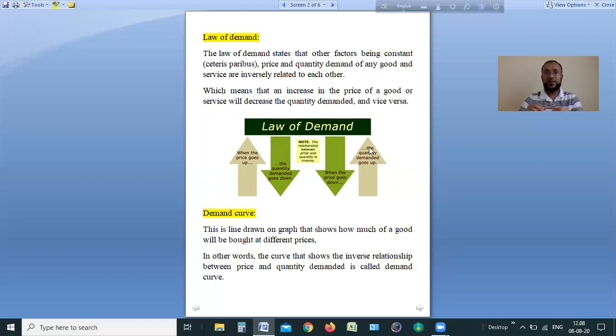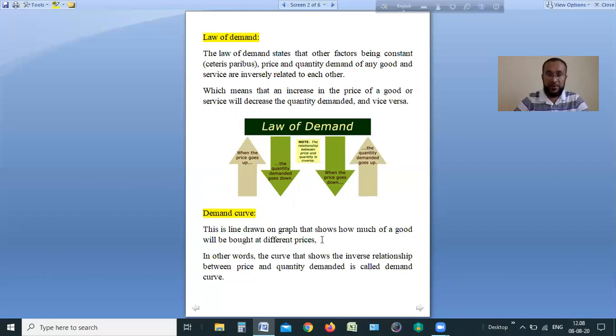Okay, so this is called the law of demand. Let's summarize the law of demand. The law of demand is: other factors that affect the demand remain constant, and if the price of a good or service increases, demand will fall, and vice versa. Vice versa means if price decreases, demand will increase. This is called the demand law.